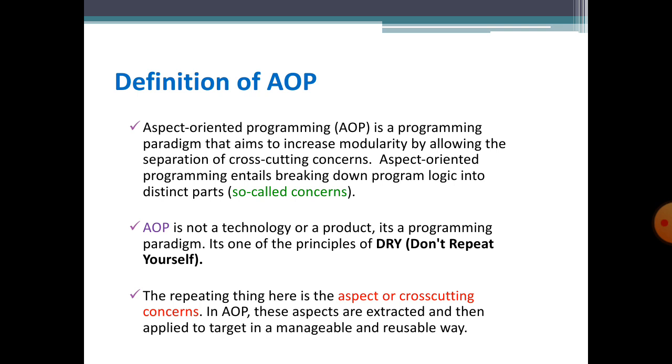So the main principle of aspect oriented programming is also known as DRY. DRY means don't repeat yourself. You should be unique. So we can say the repeating thing is the aspect, or different cross-cutting concern. In this approach, these aspects are extracted and then applied to the target in a manageable and reusable approach, to achieve the reusability and maintainability of this programming paradigm as well.